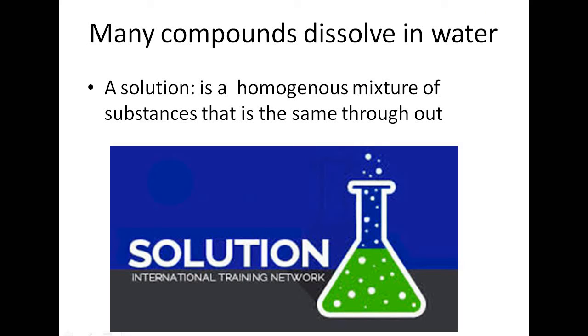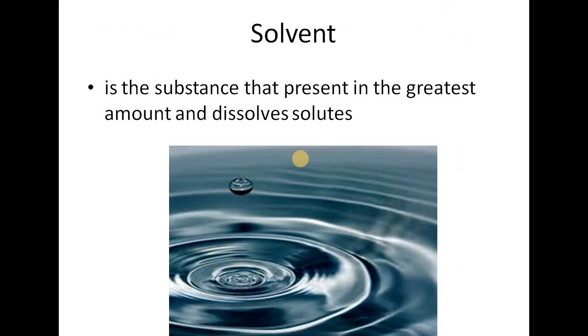Okay, let's proceed. Now we have many compounds that dissolve in water. A solution is a homogeneous mixture of substances that is the same throughout. It means if a water molecule can dissolve, for example, two sodium molecules, this is a homogeneous mixture. It needs to be in a certain ratio. This is called a solution.